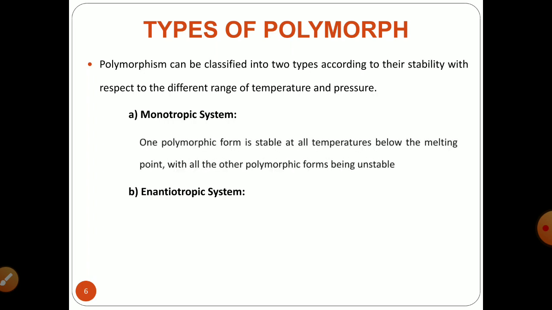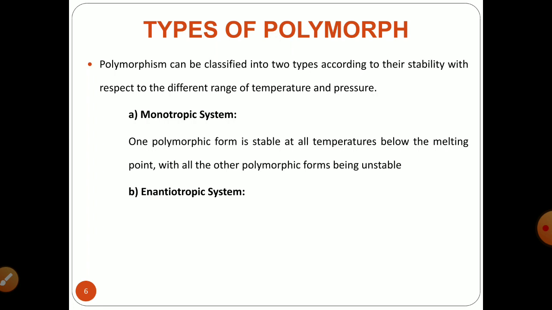If you have one polymorph which is stable at all temperatures, meaning you have a molecule existing in different crystalline forms, and out of those forms one form is stable at all temperatures, but importantly below the melting point. Because if you apply temperature above the melting point, there might be chances of degeneration or breakdown of your material. So you need to apply temperature below the melting point, and that one polymorph remains stable at all temperatures, while other polymorphic forms are unstable. These polymorphs are known as monotropic systems. Out of the crystalline forms, one is stable at all temperatures, whereas other polymorphic forms are unstable.